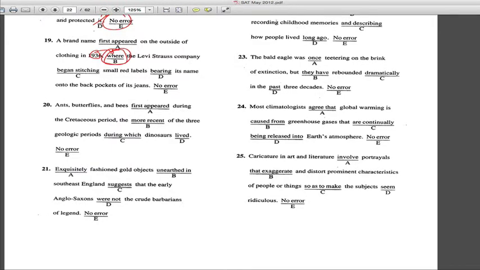Ants, butterflies, and bees first appeared, past tense, during the Cretaceous period. Okay, if I pronounced that wrong, my bad. Let me just circle that. I don't need it. I don't need to know what period. The more recent. Okay, three people, guys. Come on, three people. It should be most recent. If there were two, ants and butterflies, more would work. But since there are three, I'm safe to say it's B.